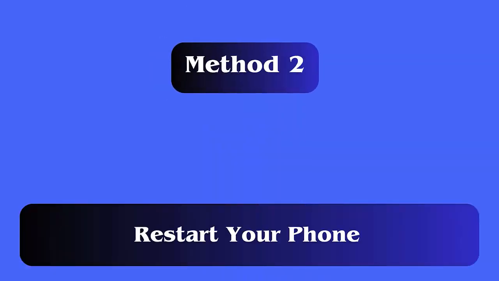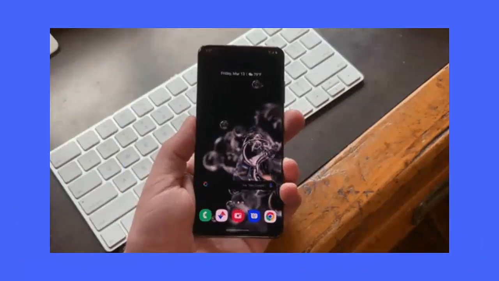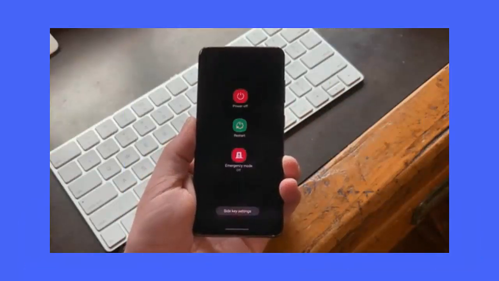Method 2. Restart your phone. A simple restart of the device can also solve the issue on Spotify. Close the Spotify app completely and then restart your Android phone. After that, launch the app and check if the Autoplay feature is working or not.